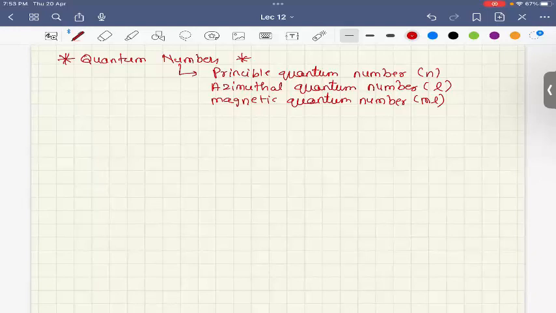So in the next class, we are going to study these quantum numbers and delve deeper into them. Further, we are also going to study the quantum numbers associated with spin, and then Pauli's exclusion principle and Hund's rule of maximum multiplicity. Right? That is what we are going to study in the next classes.